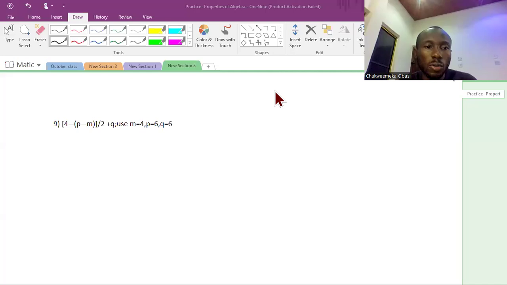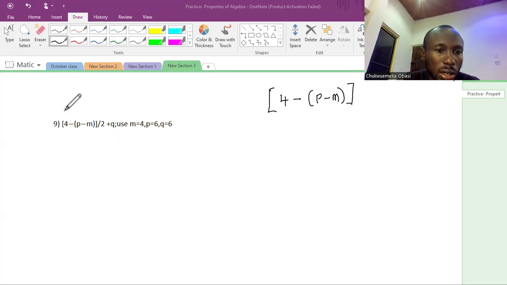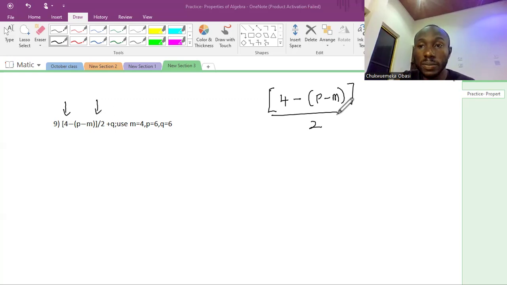Question 9, we have in brackets 4 minus p minus n, like this, all divided by 2. So you can see this is all divided by 2. Let me explain why. You can see this guy is starting out with a square bracket and is closing out with a square bracket. So it means all of this is just one group. So all divided by 2, that is what it means. Okay, so then we have plus q right here. The same problem, the same stuff. Just put in the value of n, the value of p, and the value of q, and then you substitute, and then you simplify or evaluate.